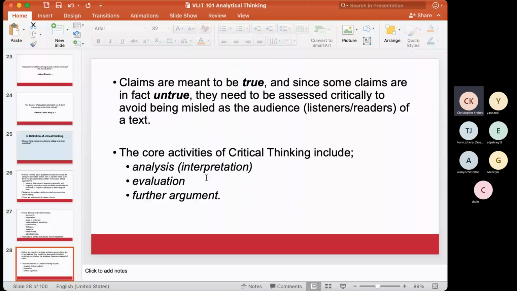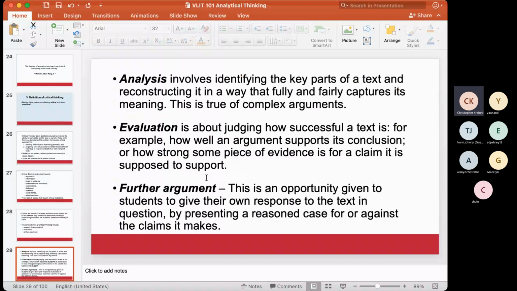So critical thinking helps us to limit ourselves from being misled by a predator or whoever wants to bait you with a certain level of thought. So when you talk about critical thinking, the central issues include what we call analysis or evaluation of the text. Okay, analysis of the text or interpretation of the text, the evaluation and further argument. Now, I want to discuss this in some detail.